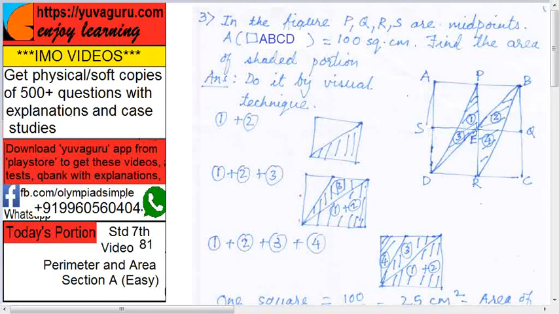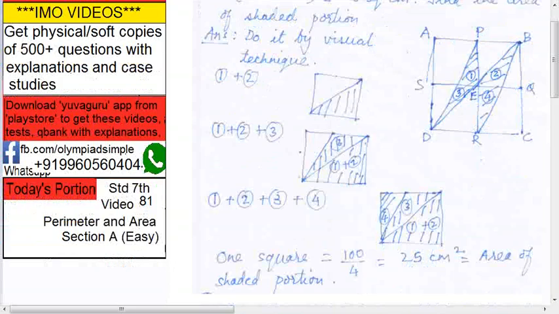1 square. Now total is 100. So divide it into 4 parts. Each square will be 25 square centimeters. And this shaded area has become 1 quarter square. So it is 25 square centimeters. That is the required answer.